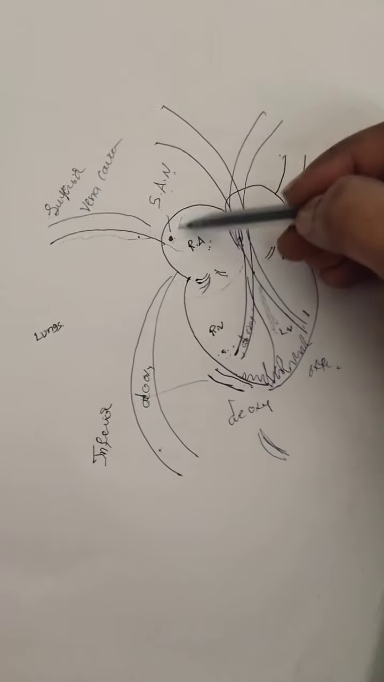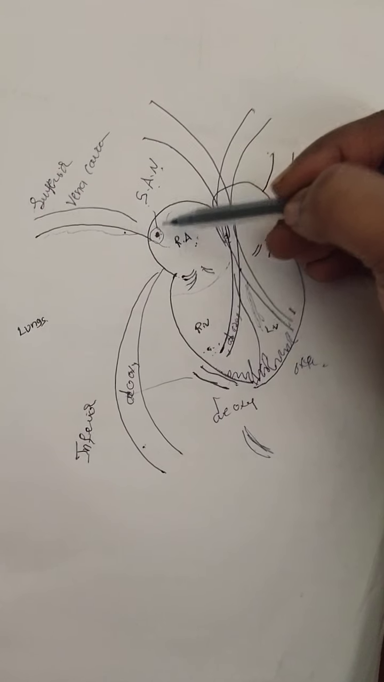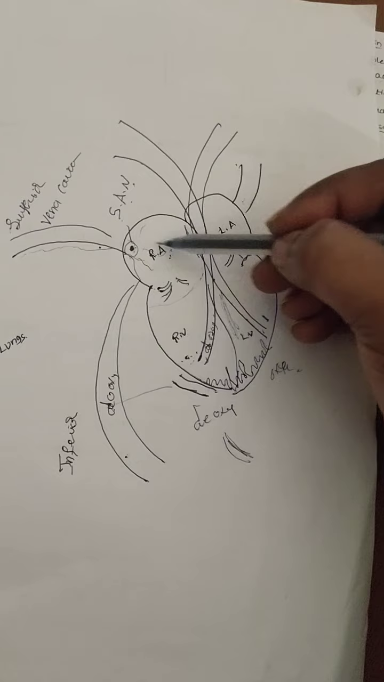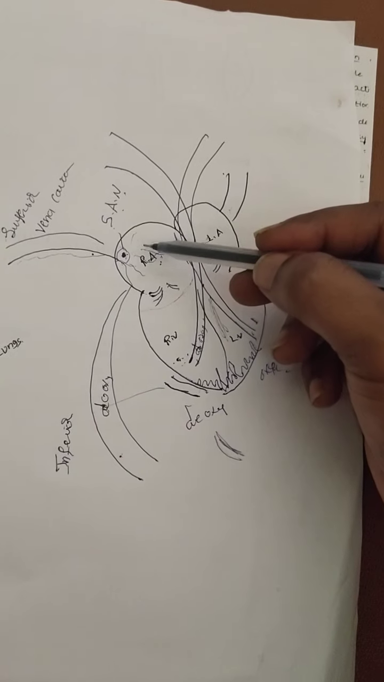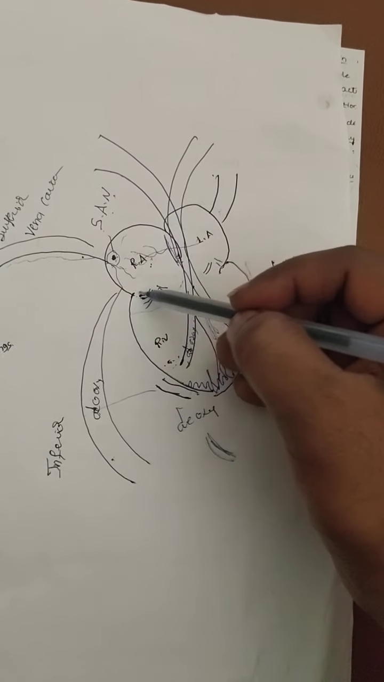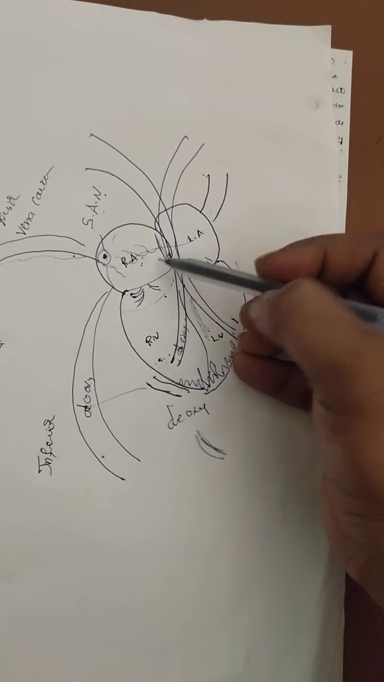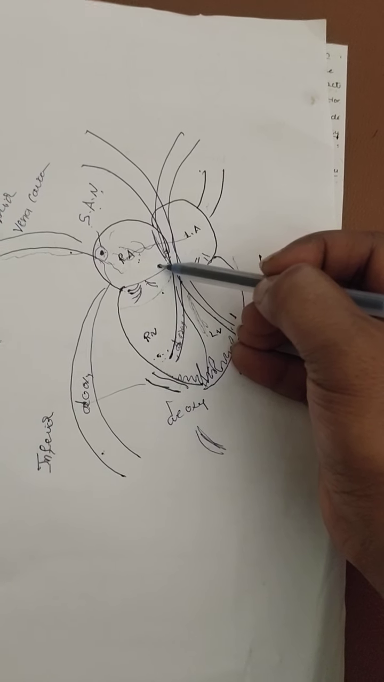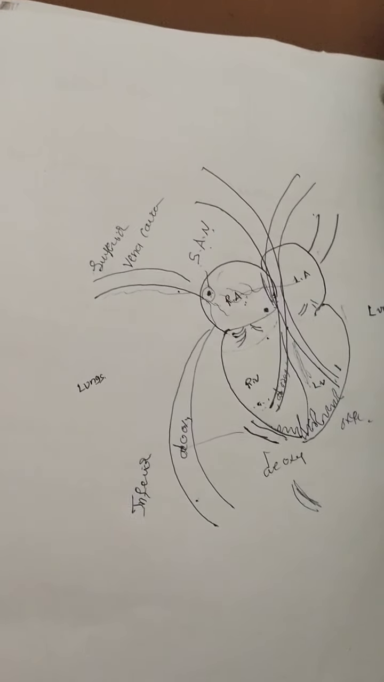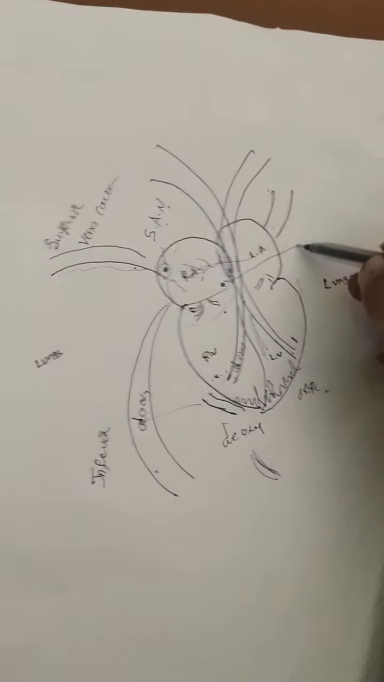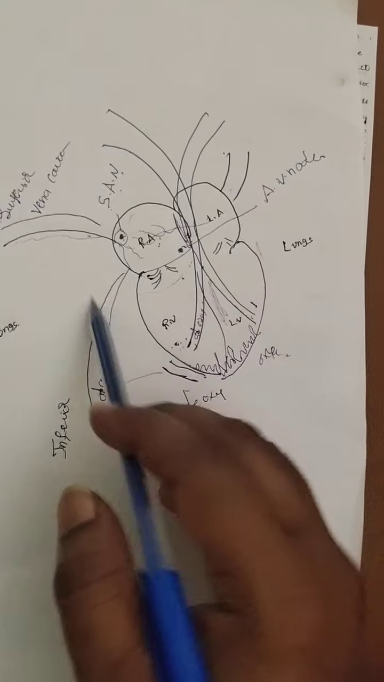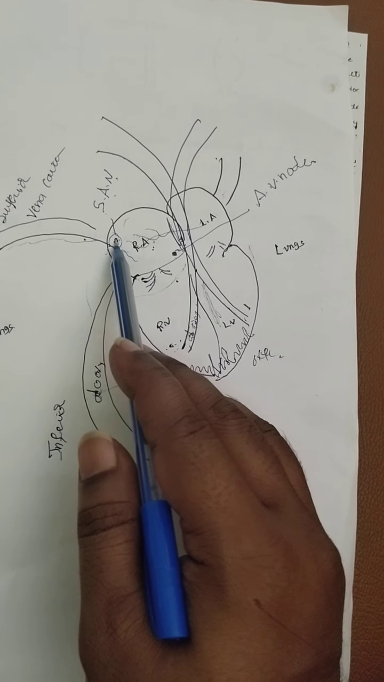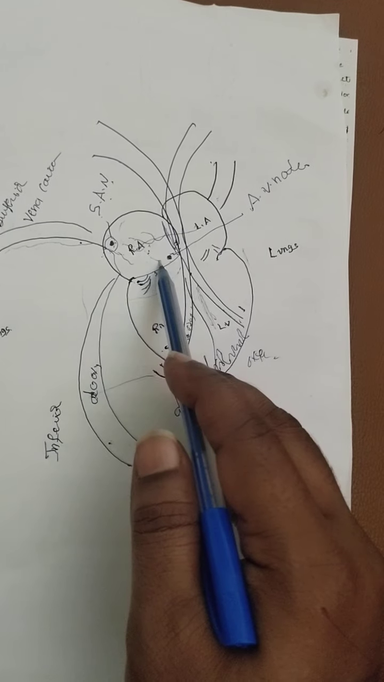Now that's why, when the sinoatrial node automatically contracts, that impulse is received by the right atria and also by the left atria. The atria and ventricles are separated by the atrioventricular septa. Near this septa, at the left corner here, they have the AV node, the atrioventricular node. That's why the impulse is transferred from the sinoatrial node to the AV node.